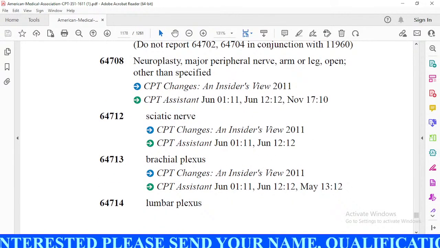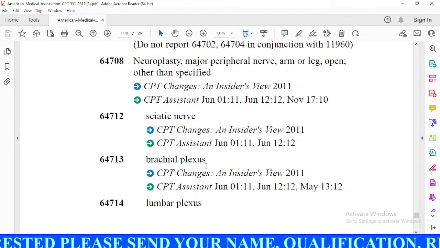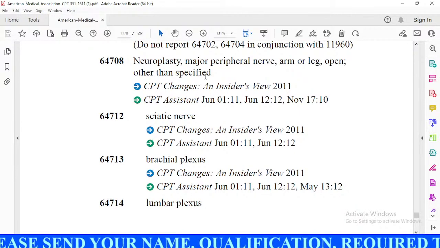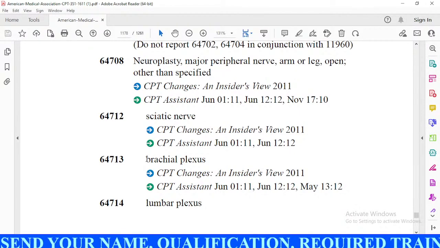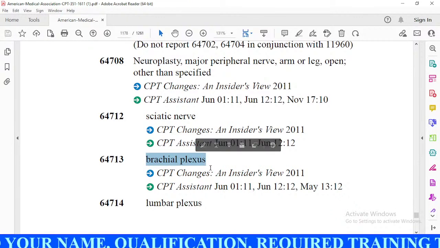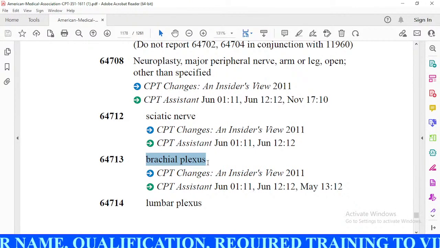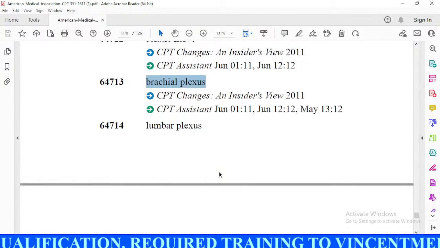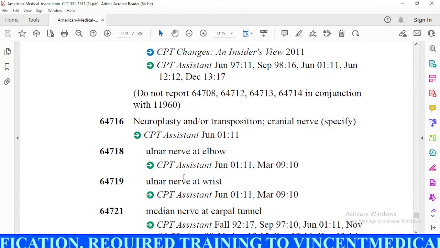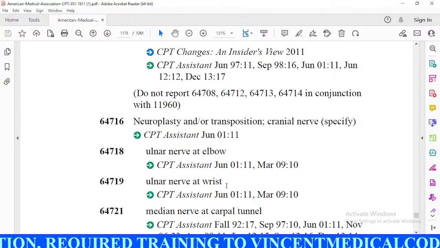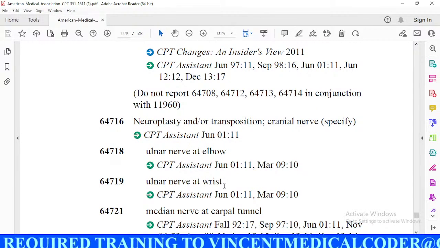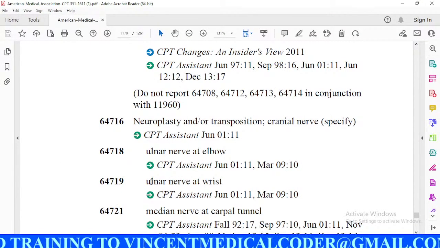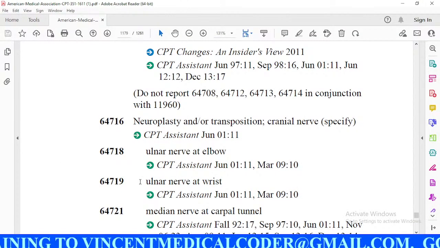What is 64713? This is brachial plexus. Neuroplasty major peripheral nerve, arm or leg, open, other than specified. This is brachial plexus, so this is also wrong. In our question there is no brachial plexus. So this is also wrong. Next one, 64719. This is ulnar nerve at wrist. Don't get confused. In our question we have median nerve, not ulnar nerve. So 64719 is also wrong.